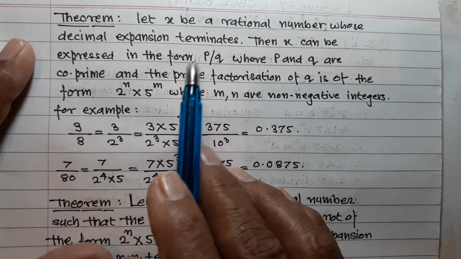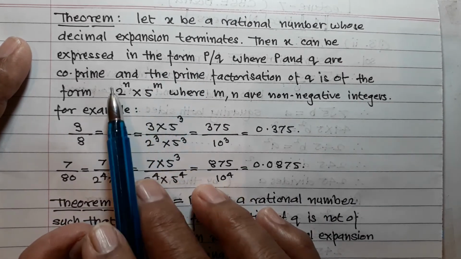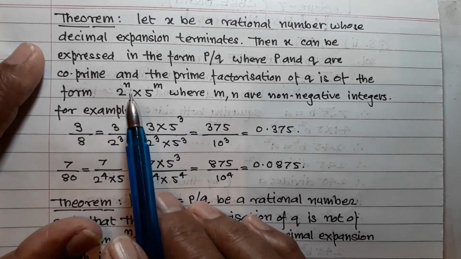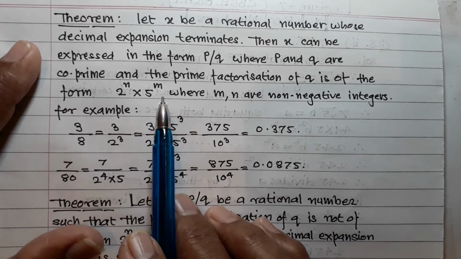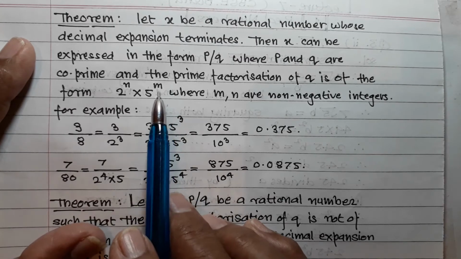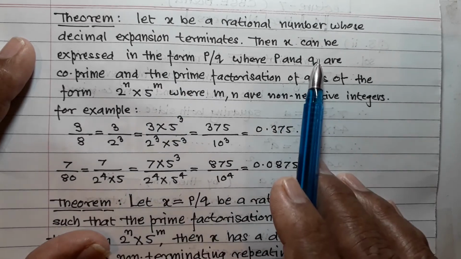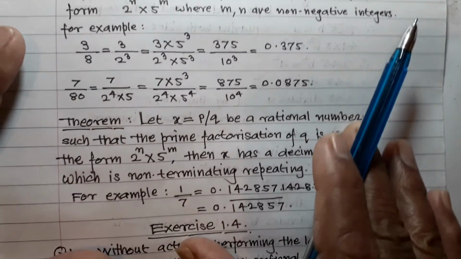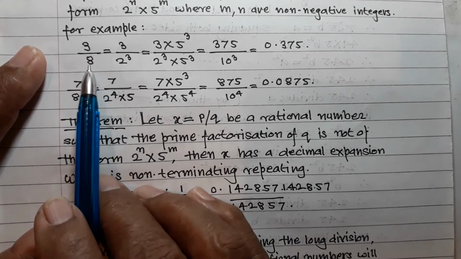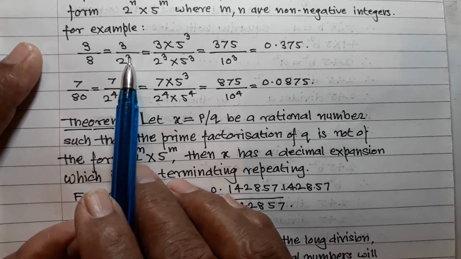That means suppose a rational number is given, and if its denominator q is of this form, meaning 2 raised to n into 5 raised to m, then the decimal expansion terminates. Okay. For example, 3 upon 8. Now 3 upon 8 is equal to 3 upon 2 raised to 3.